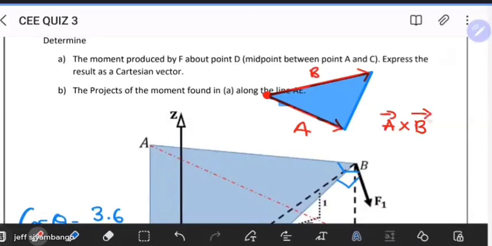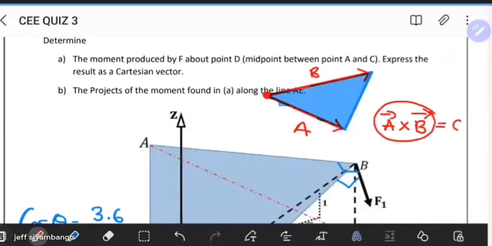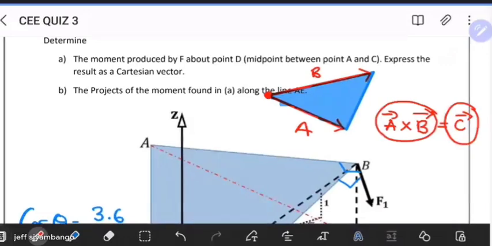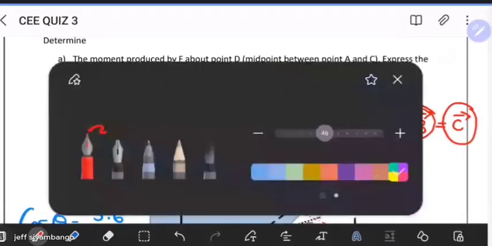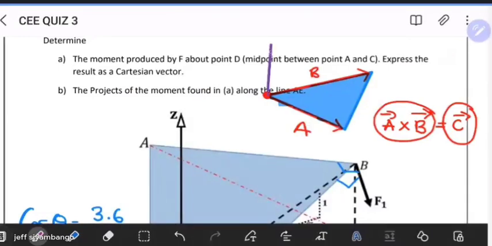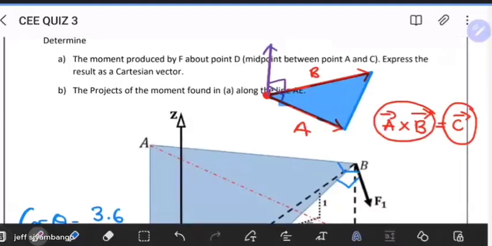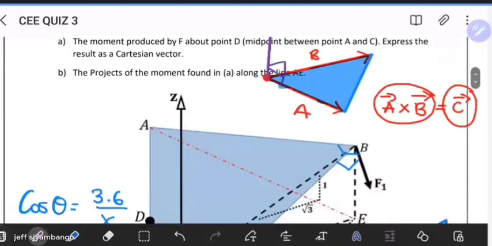So this is the cross product again. If you were to cross these two vectors, what you will get is a vector C, and this vector C will have one key property. It will be perpendicular to both A and B. So you get a vector that points in this direction, perpendicular to both B and also perpendicular to A. This is one property of the cross product that you must understand, and it's the property we want to utilize here.